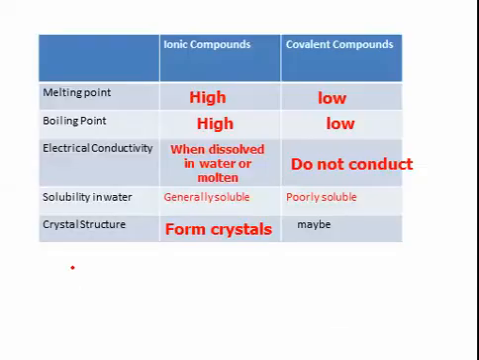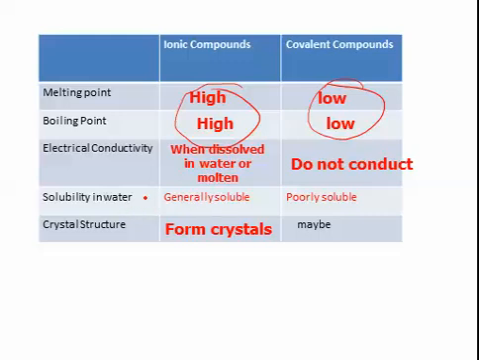So for instance, because in an ionic compound, the positive and negative ions are held together so tightly, they have very high melting points and boiling points. In covalent compounds, because the molecules aren't held together as strongly, it takes less energy to cause them to melt and also to boil. For electrical conductivity, ionic compounds, because they're made up of ions, you can get this flow of electricity, but only when they are dissolved in water or molten. Covalent compounds do not conduct electricity.